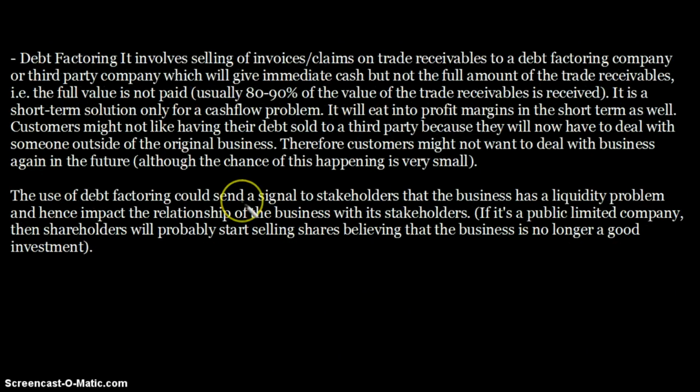Finally, we have debt factoring. Now we don't have enough time to cover debt factoring right now, so I'll cover that in the next video.